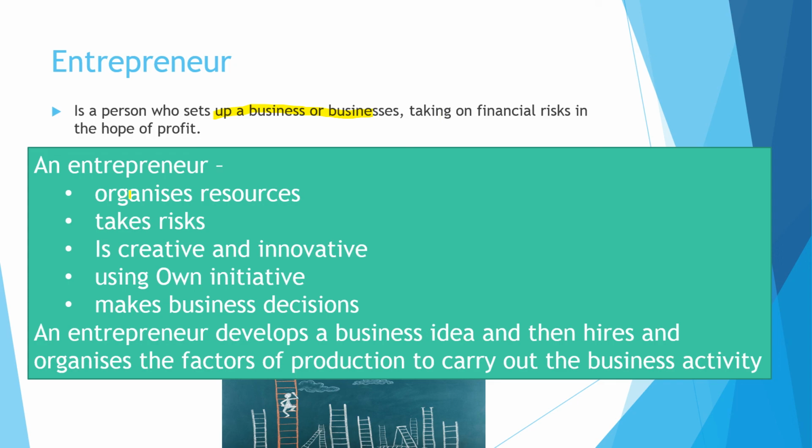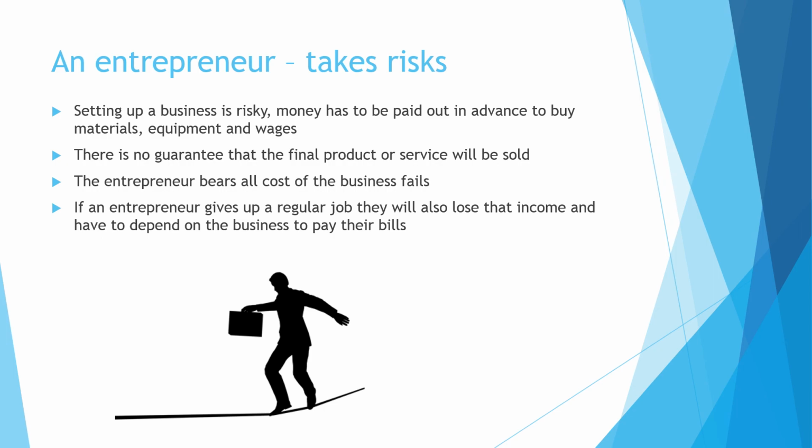An entrepreneur will organize resources and take risks. An entrepreneur is creative and innovative, uses initiative and makes business decisions. An entrepreneur develops a business idea and then hires and organizes the factors of production to carry out the business activity. Does that make sense? Good. Very good. Now we're going to talk about the risks.